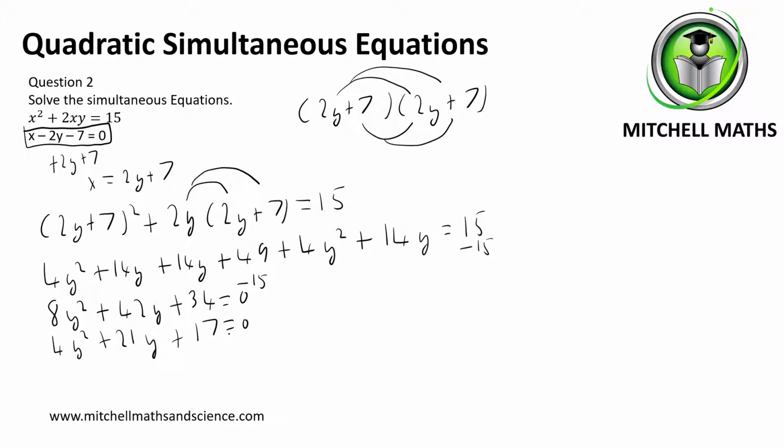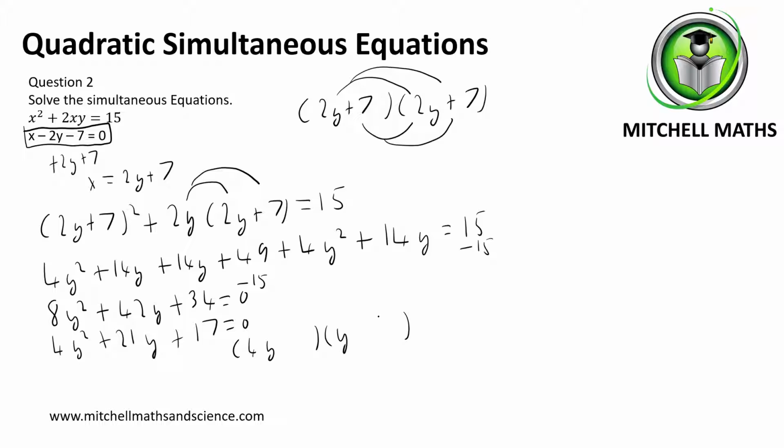It could be 4y and y in the brackets, or 2y and 2y. In this video, I'm just going through quadratic simultaneous equations. I do have another video on factorising quadratics. If you have trouble doing that, then please check out that video. Right, I know that whatever's going to be here is going to be times by 4.